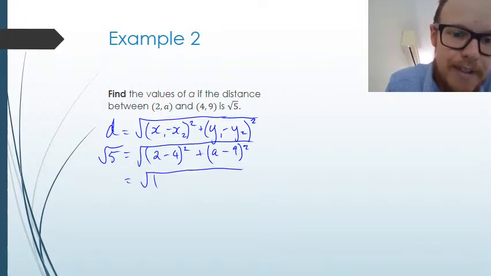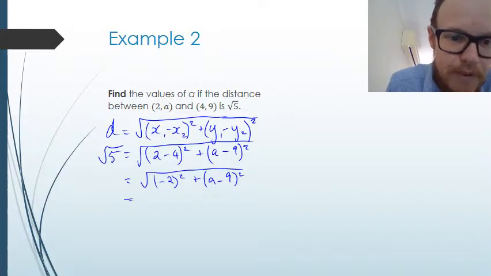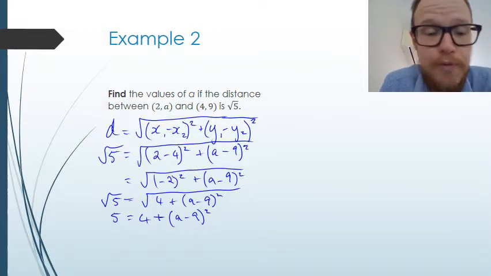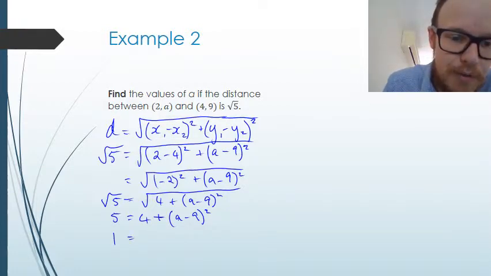I get here that this is negative 2 squared. This is going to be a minus 9 squared. Continue simplifying and I get the square root of 4 plus (a minus 9) all squared. Now because this is the square root of 5, I can square both sides and I get that 5 is equal to 4 plus (a minus 9) all squared. I can subtract 4 from both sides and I get 1 is equal to (a minus 9) squared.